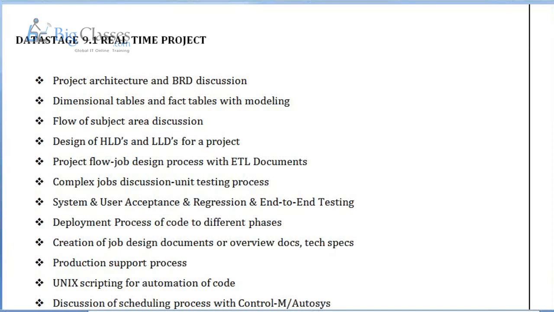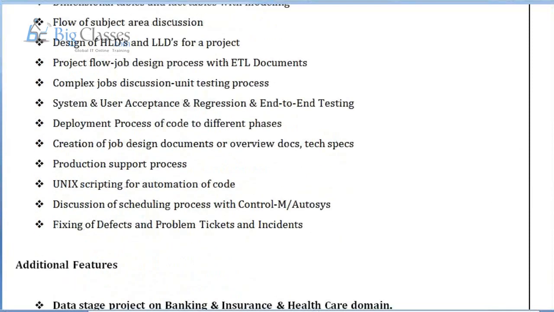We'll also cover how to do the production support process, and then Unix scripting for automation of code. What kind of Unix scripting we'll have for automation, and we'll also have different kinds of scripts there. We'll also discuss some automation code, and how to do the automation. I can discuss Control-M and Autosys only theoretically right now, because the practical environment is not there, or these are not free tools.